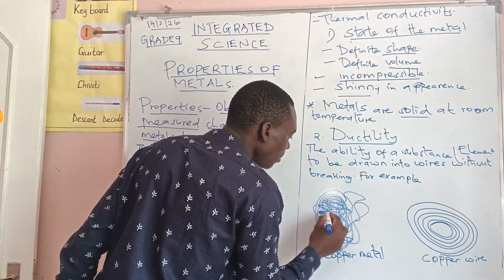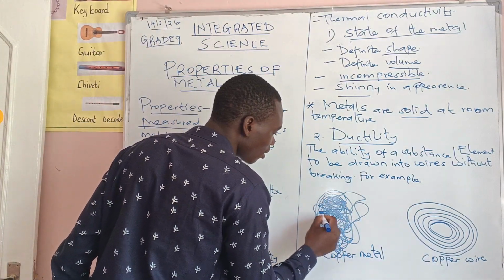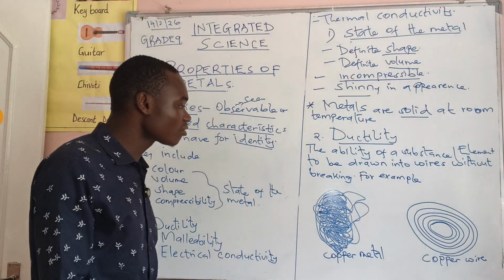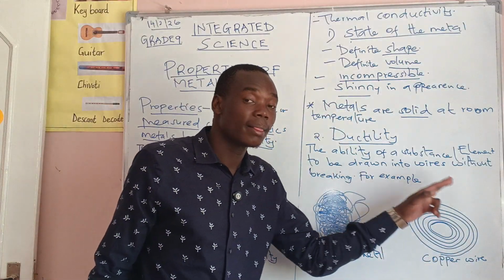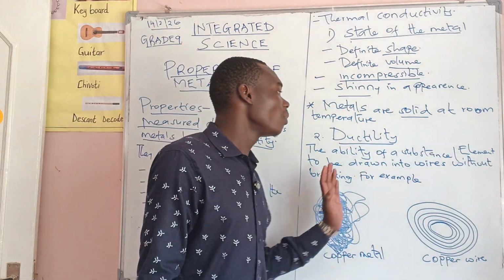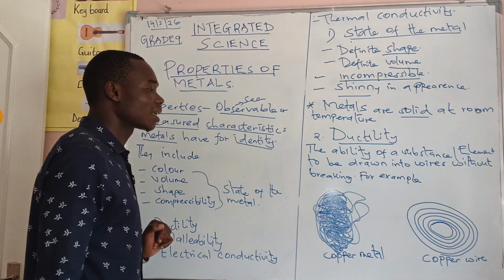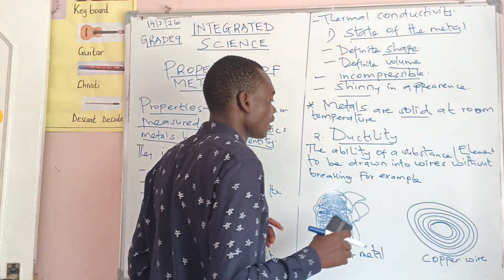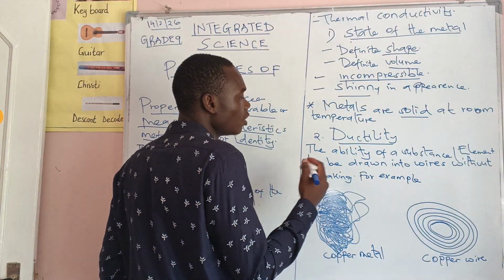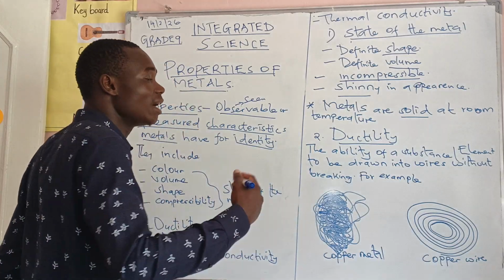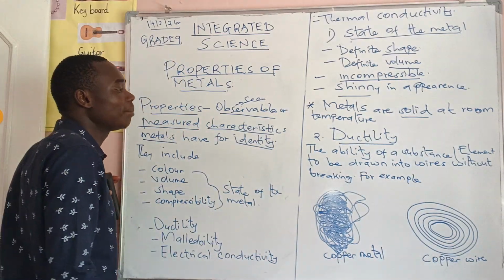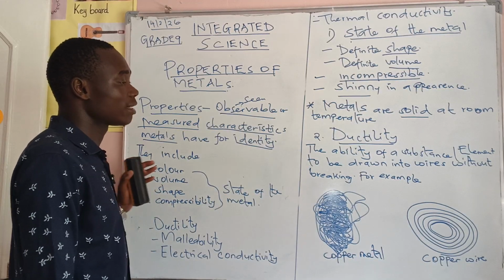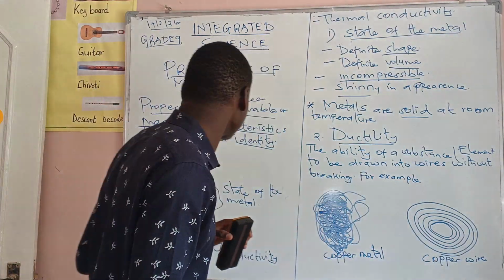So you realize that it is a metal, copper metal. And then you try to draw it into wires without this particular metal breaking. That is a property they have: the ability of a substance, element, or rather atom, metal, to be drawn into wires without breaking. They can be drawn into any wire you want without them breaking. That is what we have as ductility.